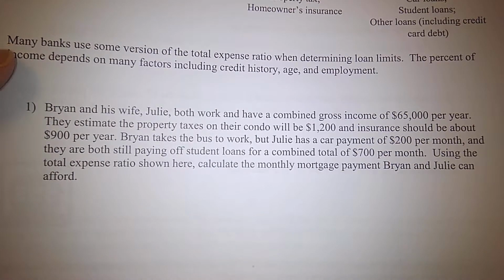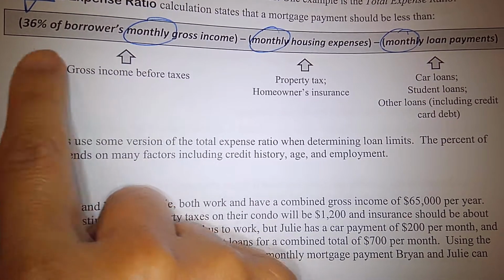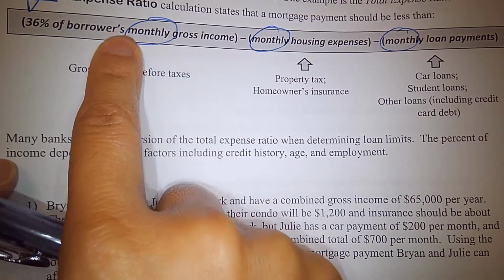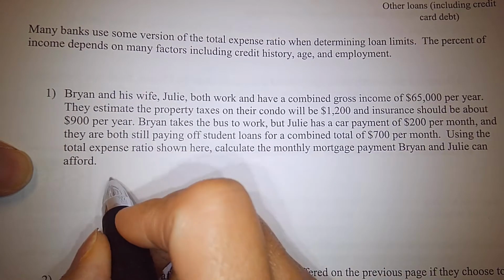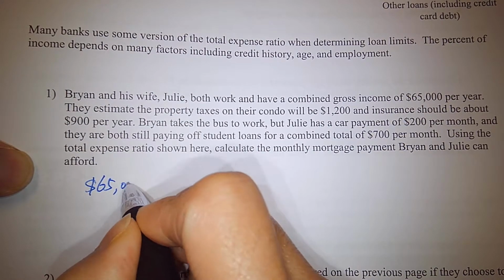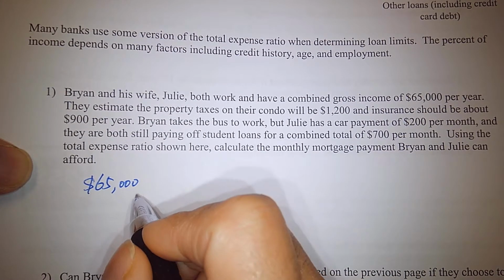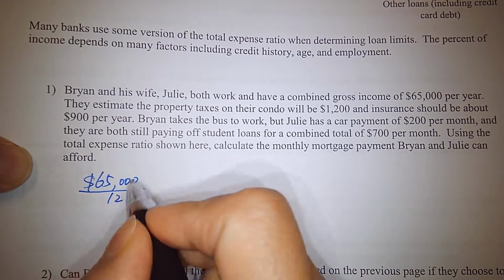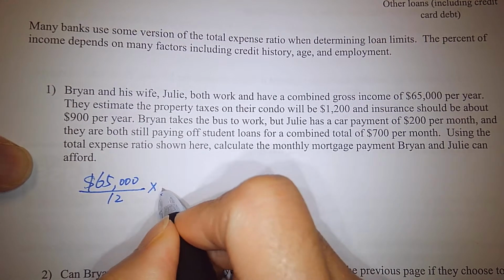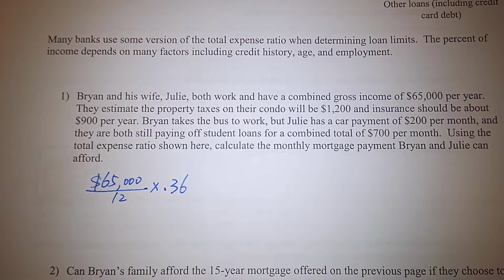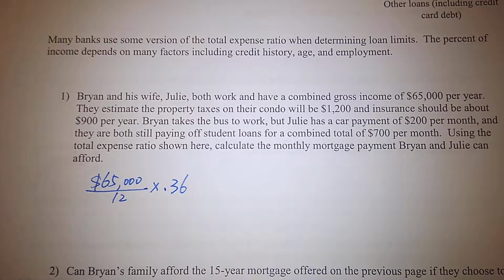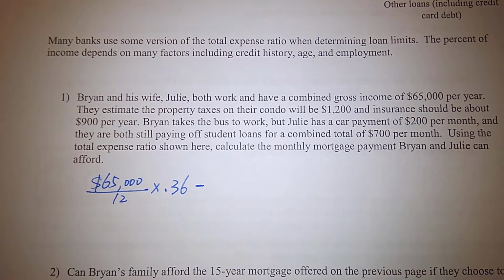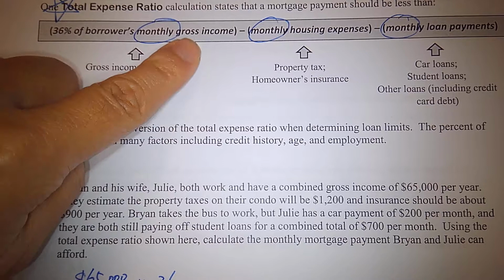So how? 36% of their monthly gross income. What is a monthly gross income? This is the annual income, right? So I would say $65,000 divided by 12. That's monthly income, times 0.36, right? Because it's 36% of their monthly income. Minus, we're applying the formula.